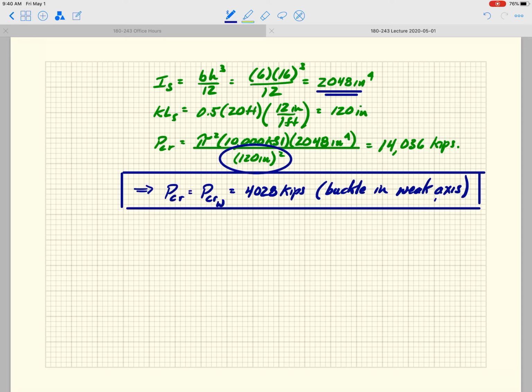Again, by inspection, it's very difficult to understand what is actually going to govern. So you do have to calculate both. And just changing a few dimensions here or there, or boundary conditions, I can easily make the strong axis govern, right?